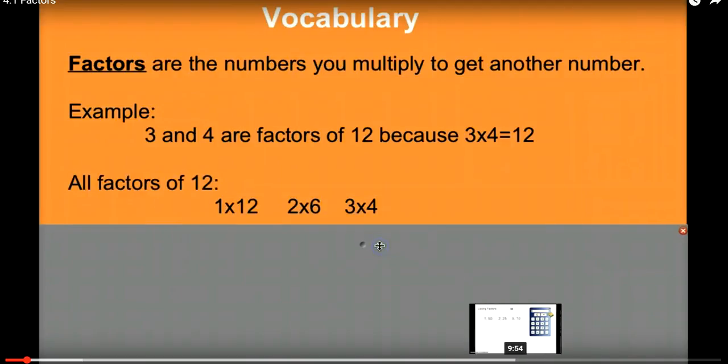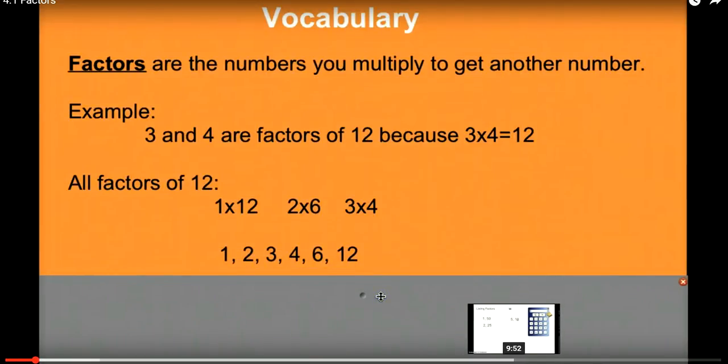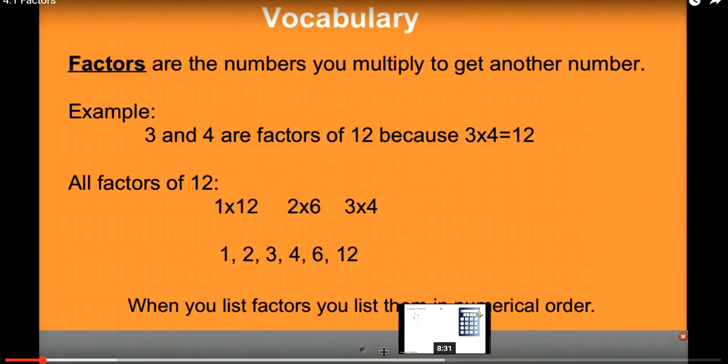All the factors of 12 are 1, 12, 2, 6, 3, and 4. However, when you write or list the factors of a number, you need to write them in numerical order. So when you list factors, you list them in numerical order.